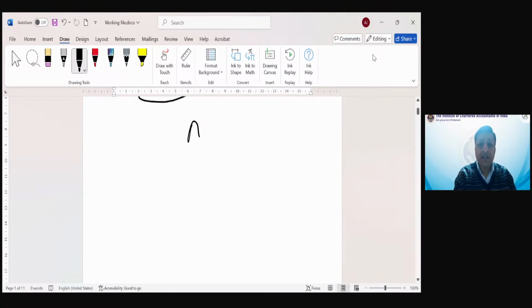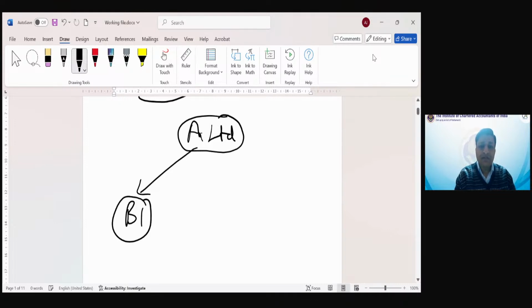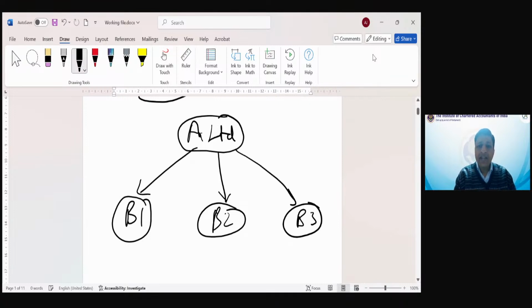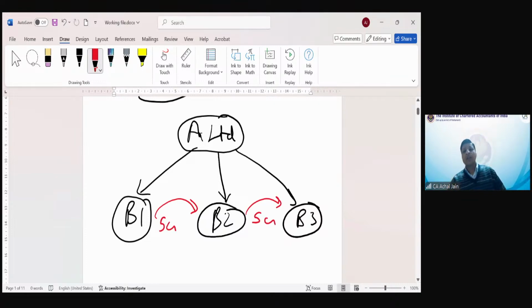Say a company has got 3 branches. We'll come back to this example. Let's suppose A Limited has got 3 branches, B1, B2, B3. And let's suppose these branches are selling to each other. Say branch 1 is selling to branch 2, and branch 2 is selling to branch 3. During the year, let's suppose goods worth 5 crore have been sold by branch 1 to branch 2. Branch 2 has also sold for 5 crore, and branch 3 has sold outside the company 15 crore.